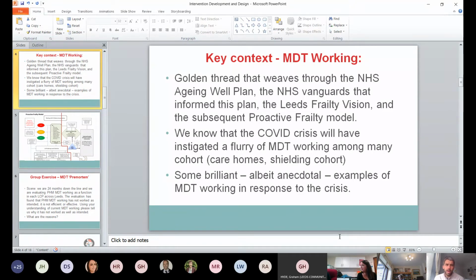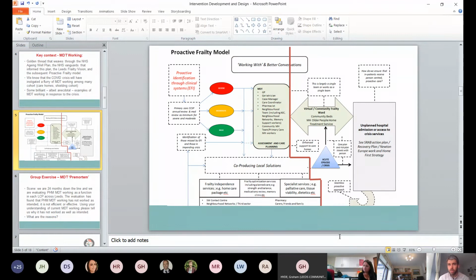So what we mean by context here for multidisciplinary team working is that we could have a well theorized model in terms of approach to the intervention, but understanding how the multidisciplinary team working within an area operates, and the current context around that, is really, really important. And I just want to reintroduce that proactive frailty model to visualize that this MDT way of working is at the heart of it.